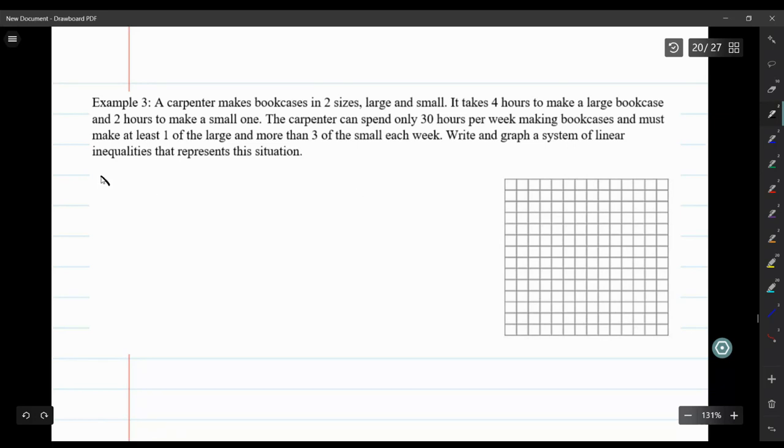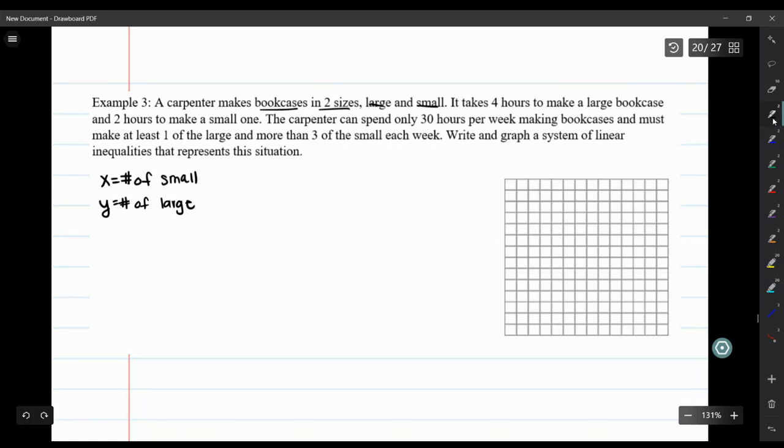So again, before we start writing, I need to figure out what my variables are representing. So what is this carpenter making? Because I don't have an actual question here. So I've got to ask myself, what is this all about? This is about bookcases in two sizes. So I have large and small. Well, what I don't know about them are the numbers. I don't know how many I'm making. I know I have to make at least one and more than 3, but I don't know specifically how many we're making. So x is the number of, let's say, small bookcases. And we'll say y is the number of large bookcases.